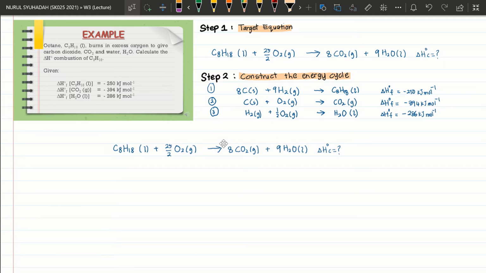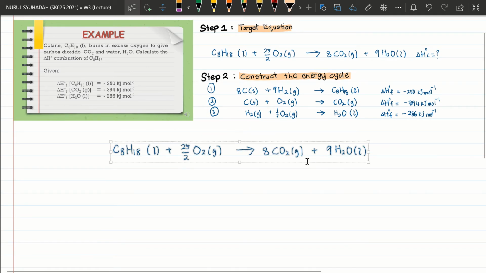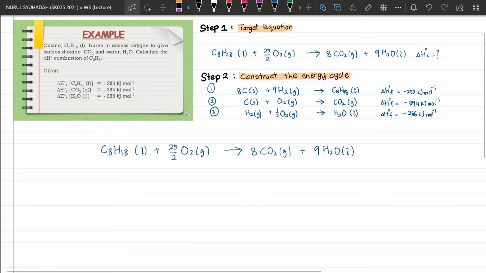You don't have to put the delta HC here, but what you will do is put the delta HC on the arrow. What do I mean by that? It's like this. Put here delta HC naught, the one that we want to find. So how are we going to start with the energy cycle method?